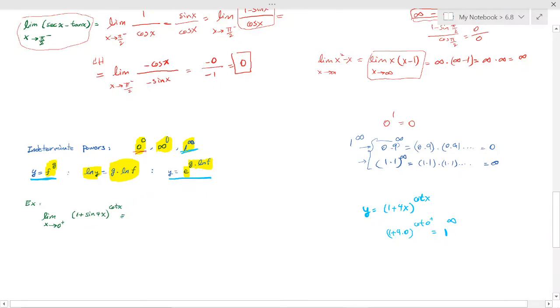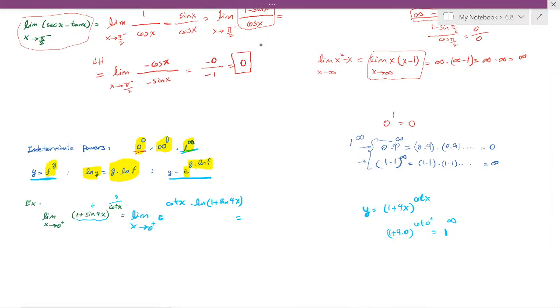Therefore, now I can apply this trick and write this limit as the limit of e to the power, where this is our f function and here's our g function. So I can write it as the g function, which is cotangent x, multiplied by ln of 1 plus sine 4x, as x approaches 0 from the right side.